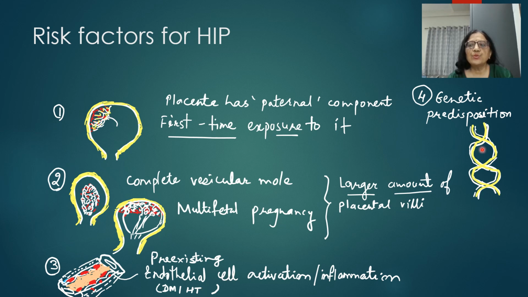Last is genetic predisposition. So we remember it by drawing this diagram of the chromosome, and a small part of the chromosome is a gene, and multiple genes are involved here for development of hypertension in pregnancy. So that is why we can remember it like this.